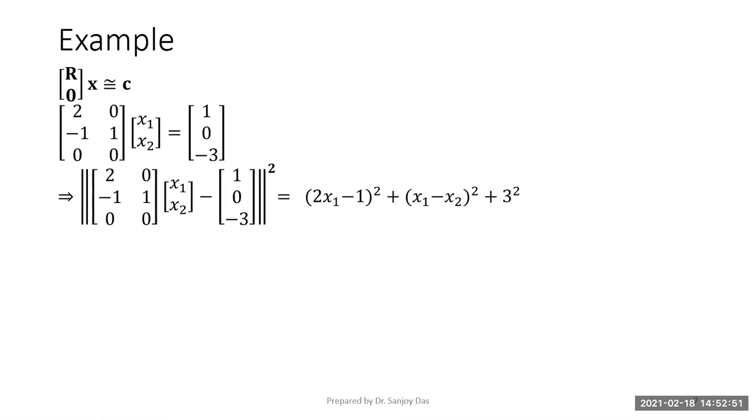Sorry, Dr. Rosa, I didn't catch that with the minimum of that. Okay, so we want to solve this equation. Let's say this is my R, this 2 by 2 matrix here, 2, 0, negative 1, 1, and 0 is the 0, 0. X1, X2 equals C, which is 1, 0, negative 3. I want to solve this, but this is an overdetermined system because we have 3 equations and only 2 variables.